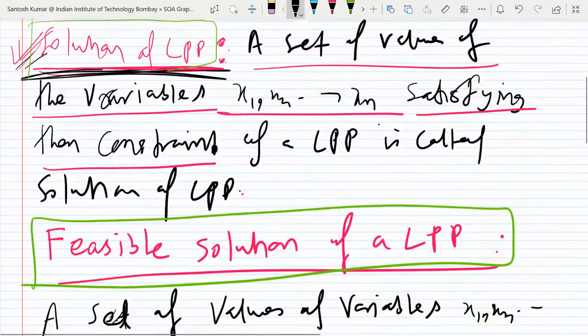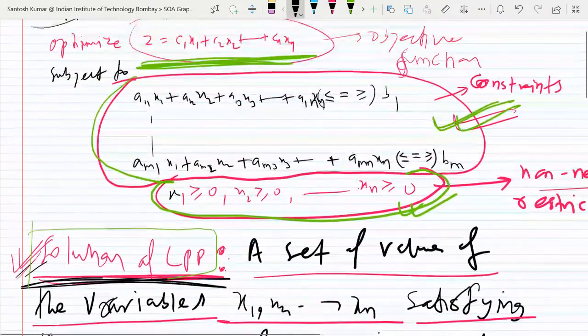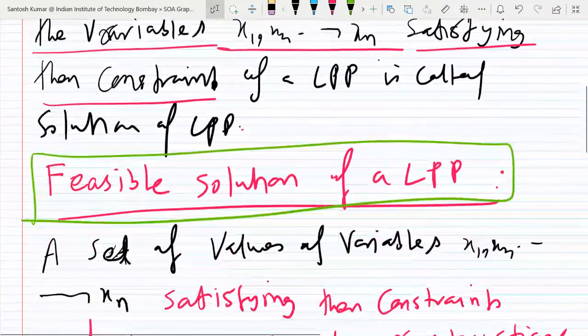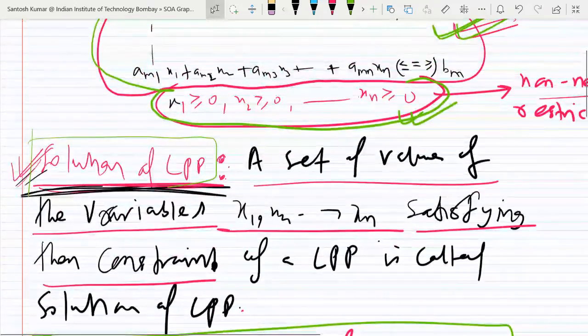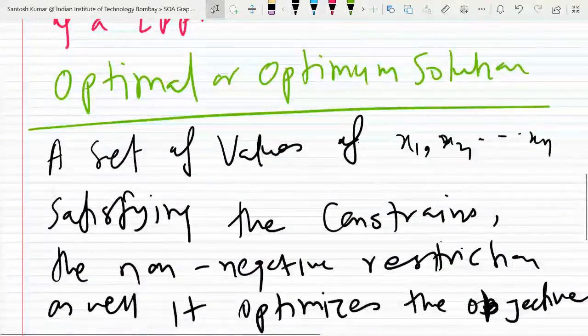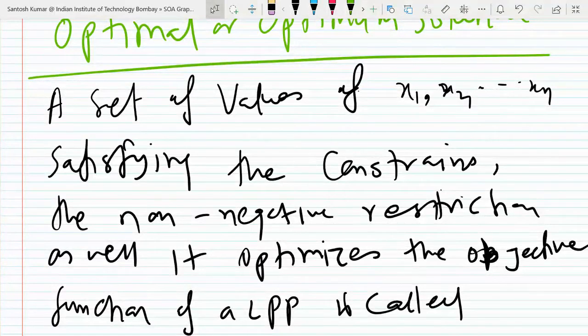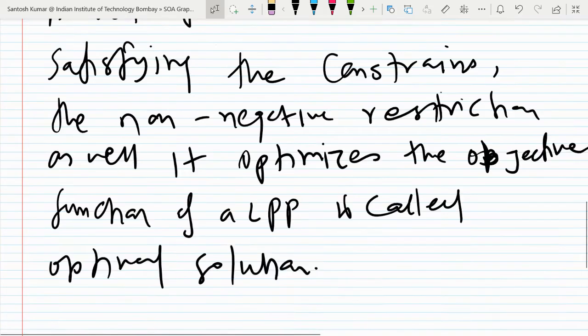Okay, so there is a pattern in the solutions, so you will not be confused. Solution means a solution of the constraints. Feasible solution means constraints as well as non-negative restrictions. Optimal solution means constraints, non-negative conditions, as well as it optimizes the objective function.